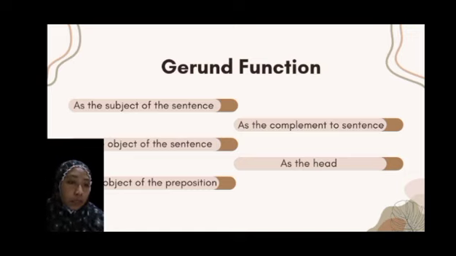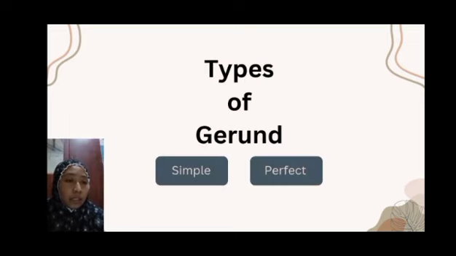And then we have types of gerund. There are two types. Ada dua macam bentuk gerund, yaitu the perfect gerund berbentuk perfect tense, and then the passive gerund yang berbentuk pasif.